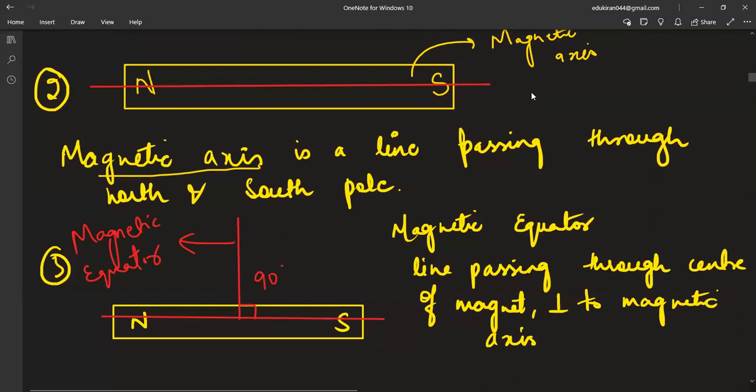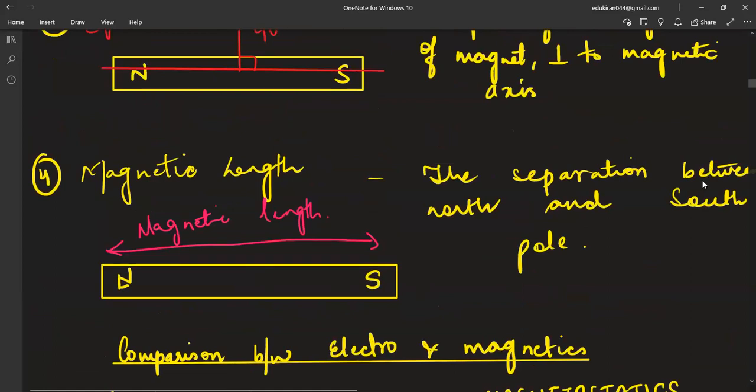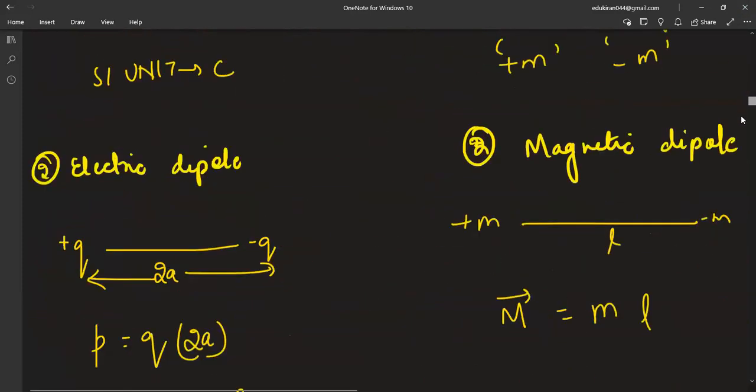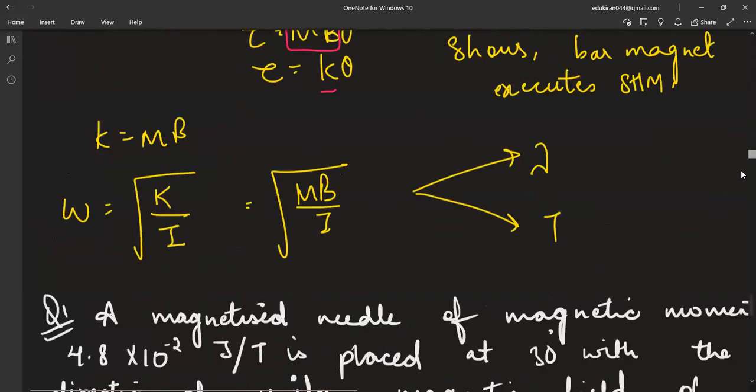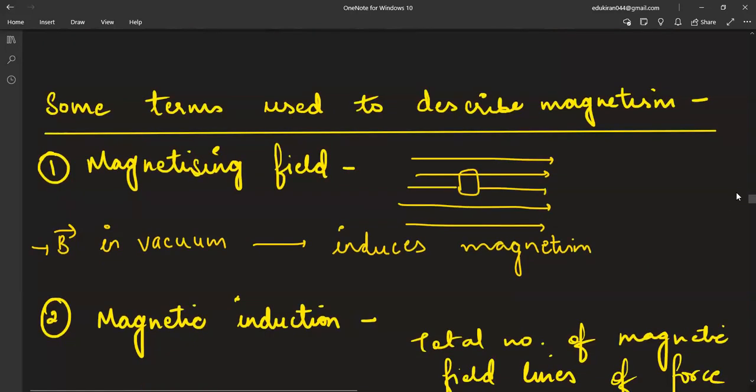Magnetic axis of the magnet, that also you remember. Equator, magnetic length. What is the magnetic length? It means the entire length of the magnet. So these terms are not difficult. Even without revising, just by looking at them, you will all be able to manage them in your exam. These terms which I'm going to do today are a little confusing. That's why I didn't do them in the last class.